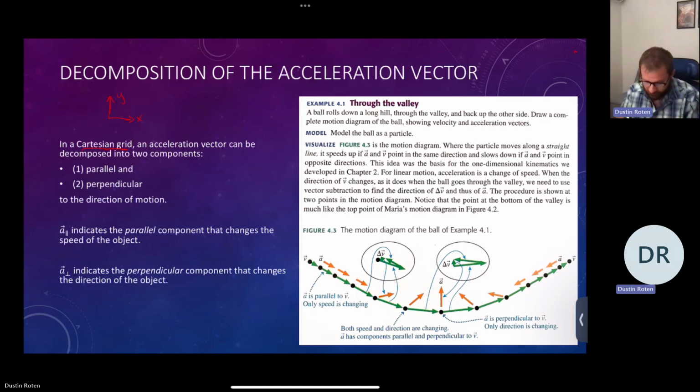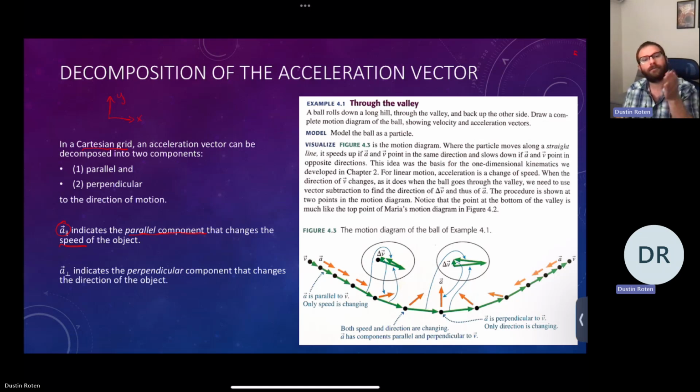All right, so if you have a parallel piece, if it's pointing in the same direction as the motion, that means that's the piece that's in charge of changing the speed, so to speak. So that's our double lines here. You might remember from high school geometry, the double lines side by side like that means that it's parallel. So the parallel part changes the speed of the object.